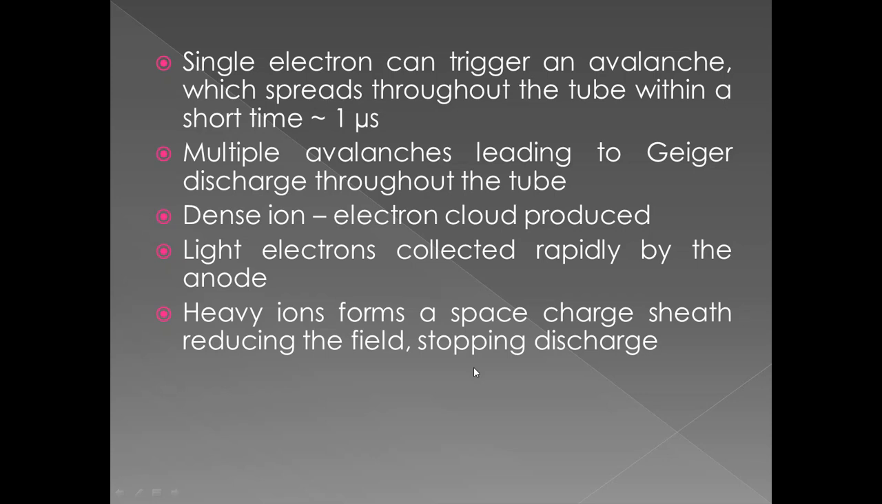As they reach the cathode, they get neutralized. But as they are moving slowly, they form a space charge and it shields the electric field. So the effective electric field reduces, stopping the discharge.